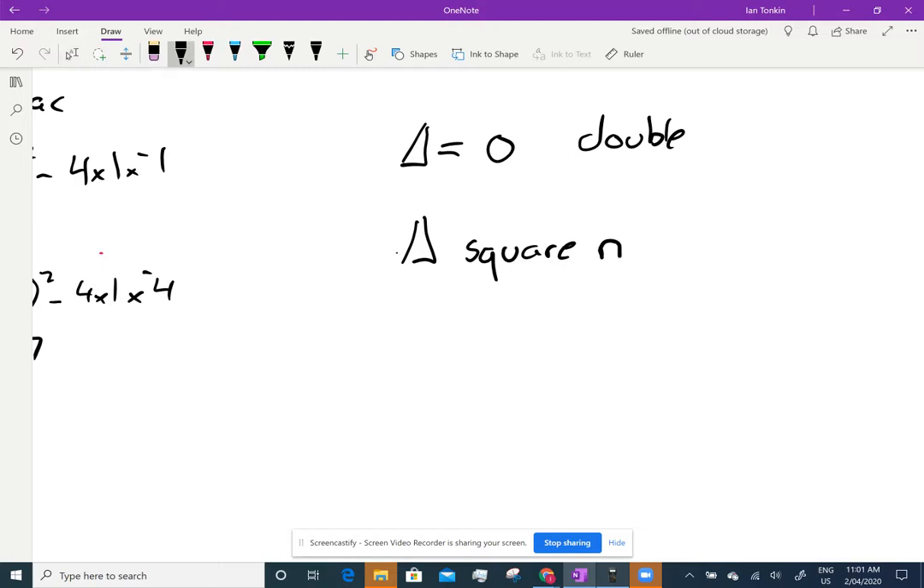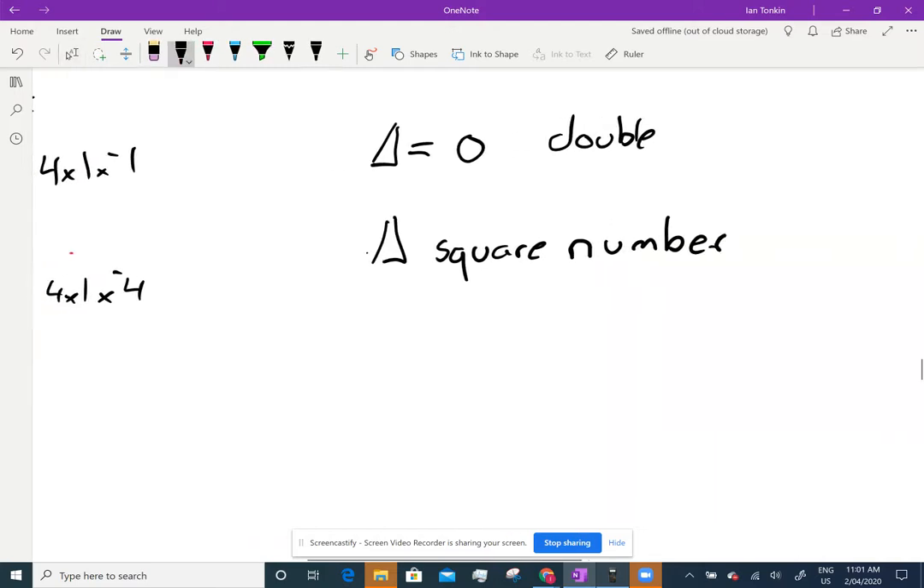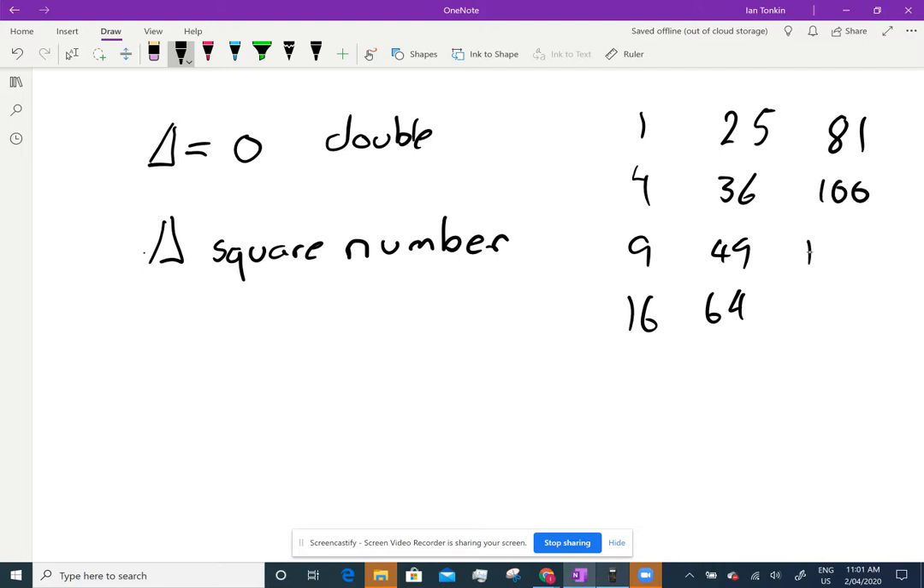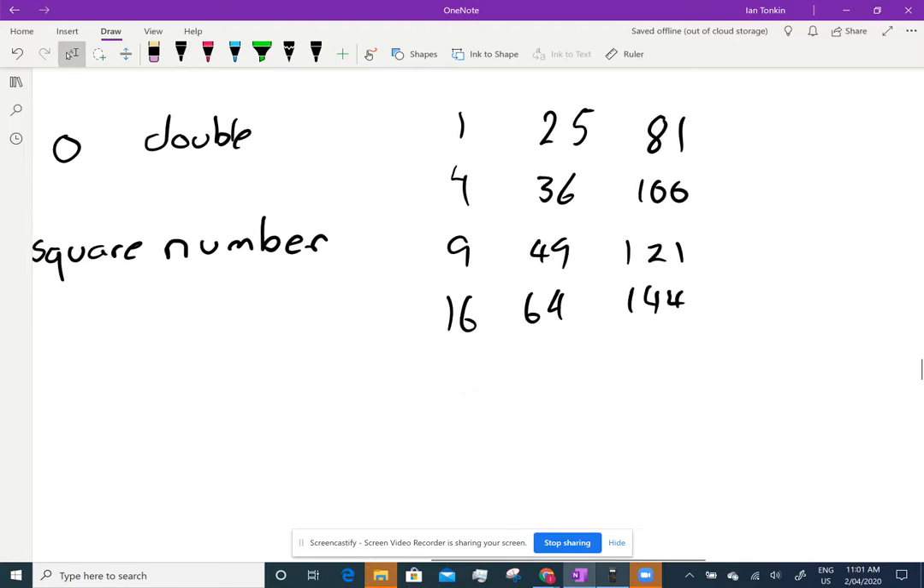If the discriminant is a square number, what are our square numbers again? You've got to know them. 1 squared is 1, 2 squared is 4, 9, 16, 25, 36, 49, 64, 81, 100, 121, 144. What is that? 225?